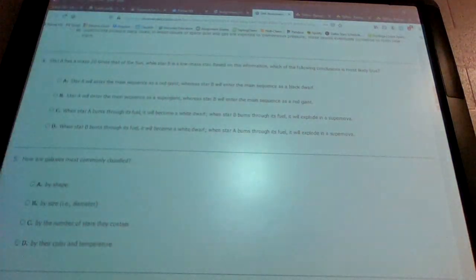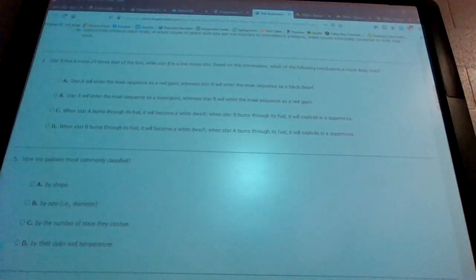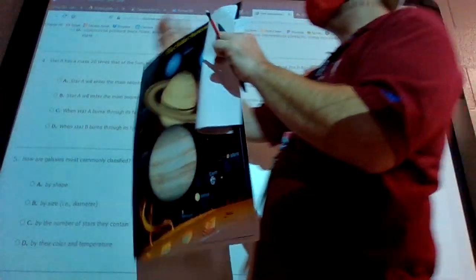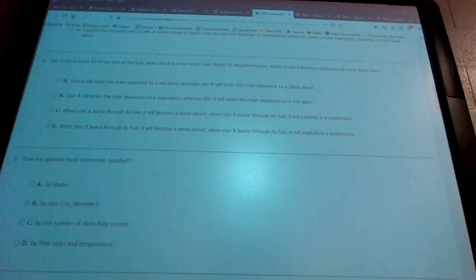Just like our sun will turn into a red giant, and then it will eventually shrink down into a white dwarf. So know that what they're talking about here is their sizes and what they're going to do towards the end of their life cycle, which is in the stars and galaxies section.